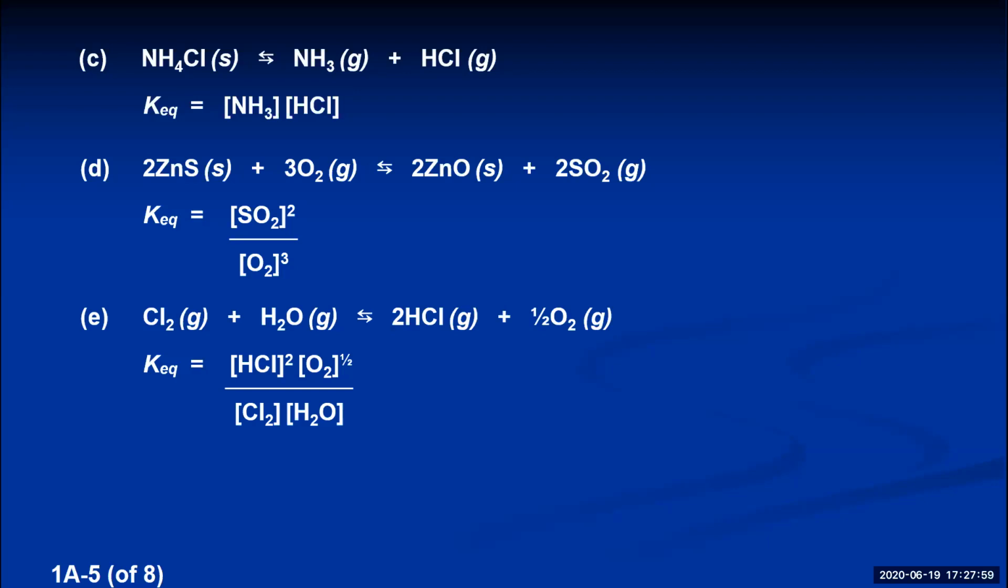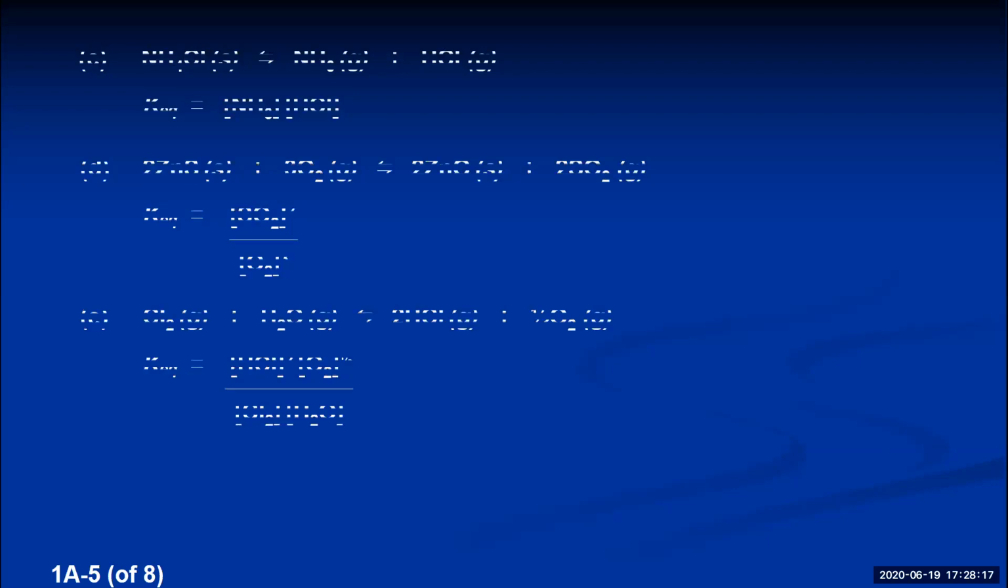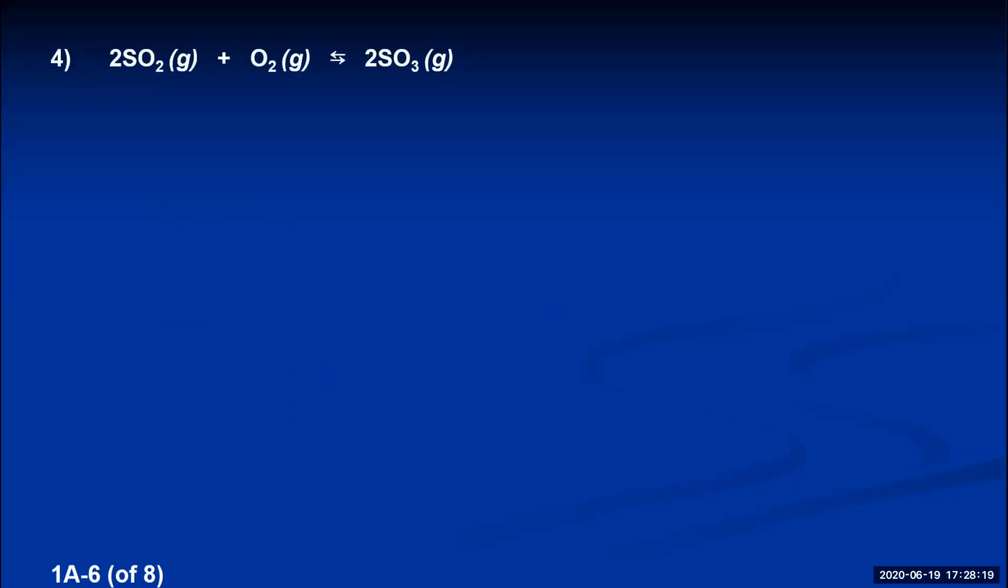Number 4, in a 2.50 liter flask at 298 Kelvin, 0.125 moles of SO2, 0.145 moles of O2, and 0.465 moles of SO3 are in equilibrium. Calculate the equilibrium constant for the reaction. Equilibrium constants are the ratios of product concentrations to reactant concentrations. So it's not the ratio of moles, it's the ratio of molarities. So we have to calculate the molarities of each of the 3 different substances that are in equilibrium.